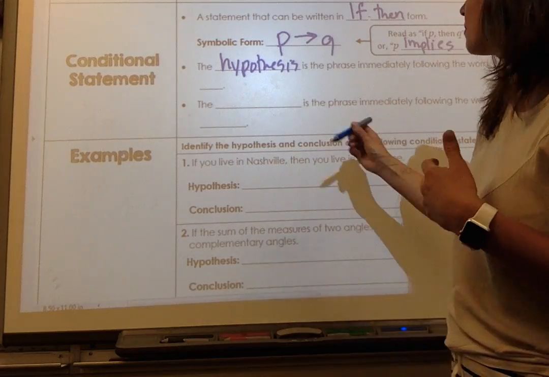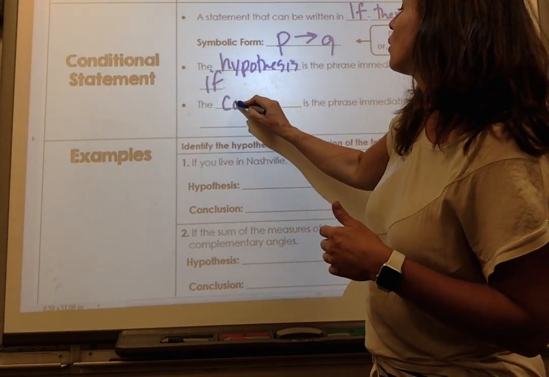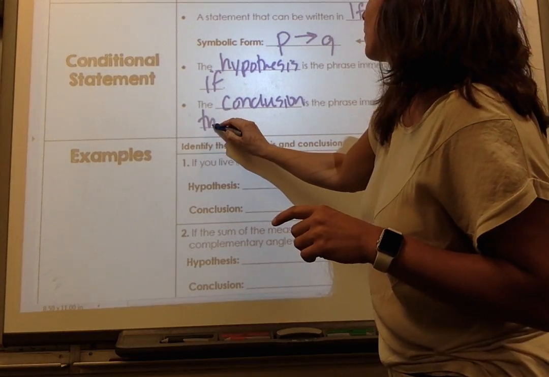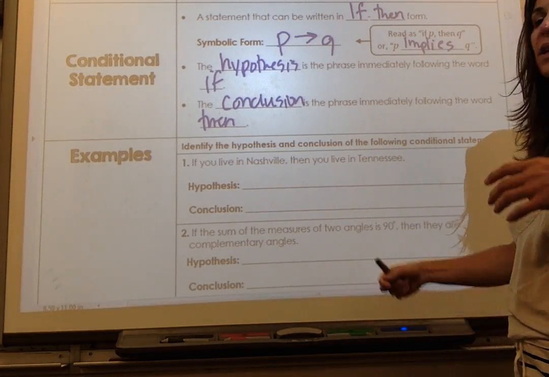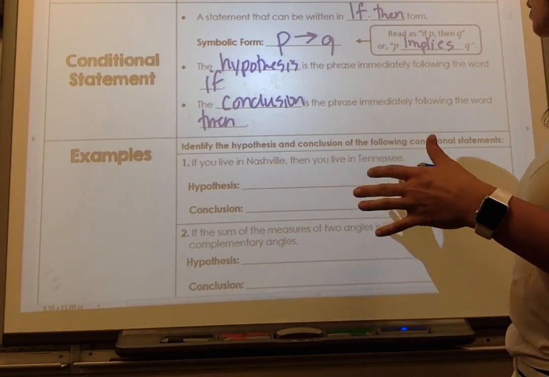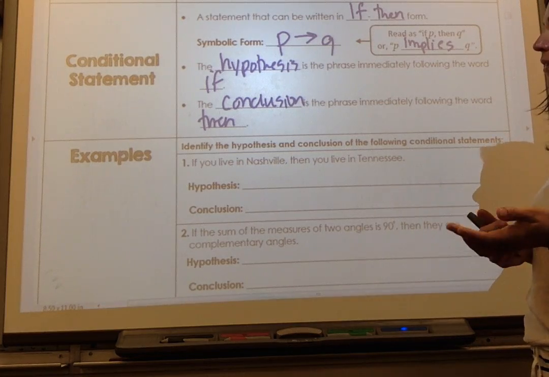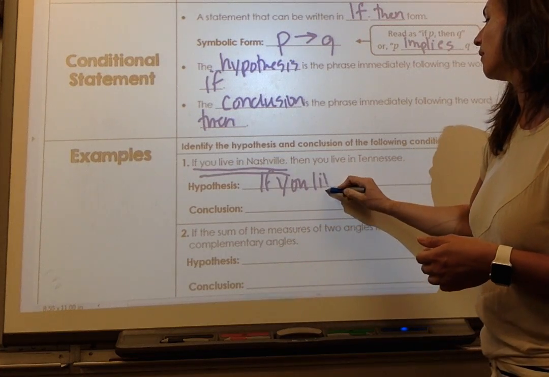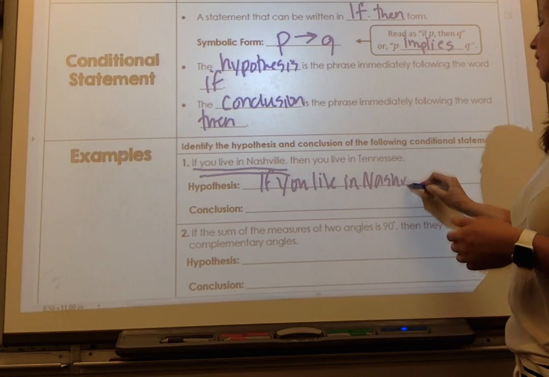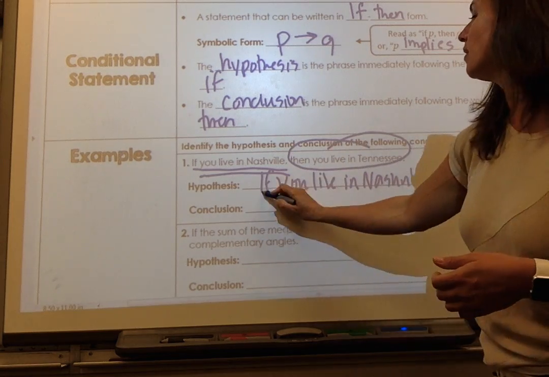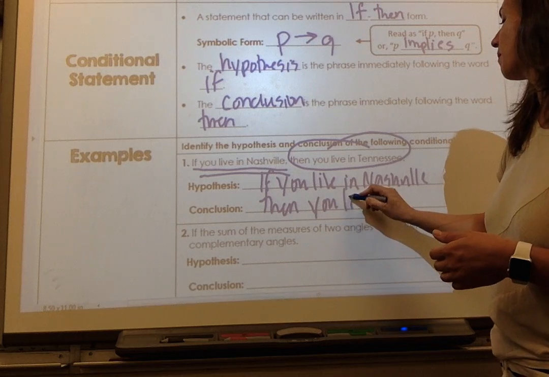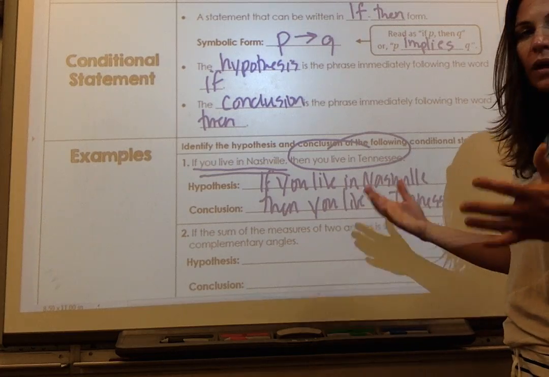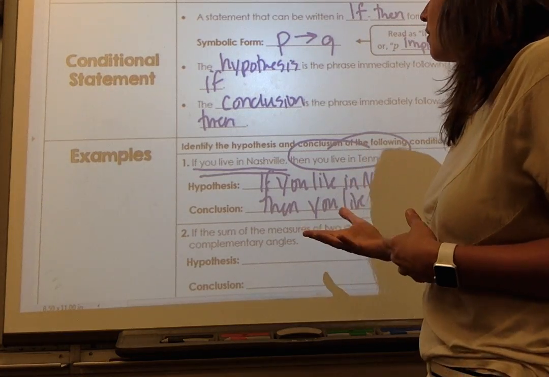A hypothesis is the phrase immediately following the word if, and the conclusion is the phrase immediately following the word then. So when we take a look at an example, it says, if you live in Nashville, then you live in Tennessee. My hypothesis would be, if you live in Nashville. And your conclusion is, then you live in Tennessee. These are pretty easy, just identifying the if-then statement. So again, if is my hypothesis, and then is my conclusion.